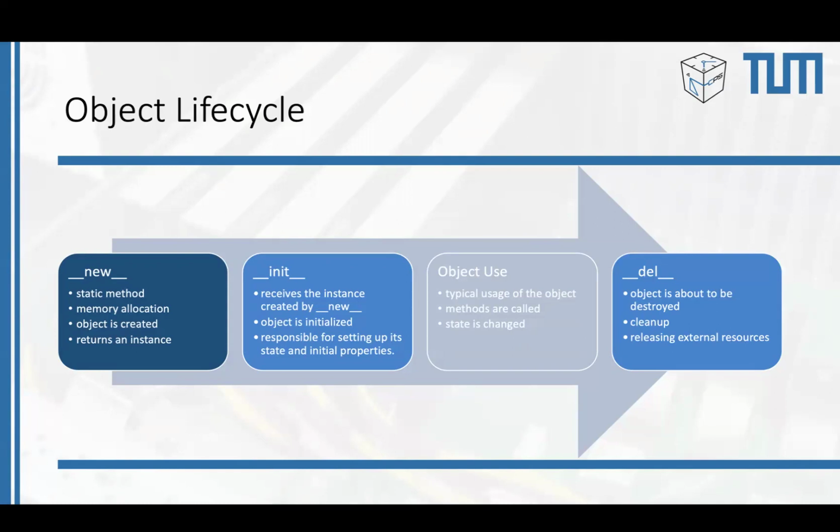And then at some point, but we don't know when, the garbage collector will call del. Once your object has run out of scope, you don't have any reference to it anymore, then at some point the garbage collector will destroy it. And by destroying it, we deallocate the memory, we release anything that the object is using behind the scenes. So this is what the object lifecycle looks like.